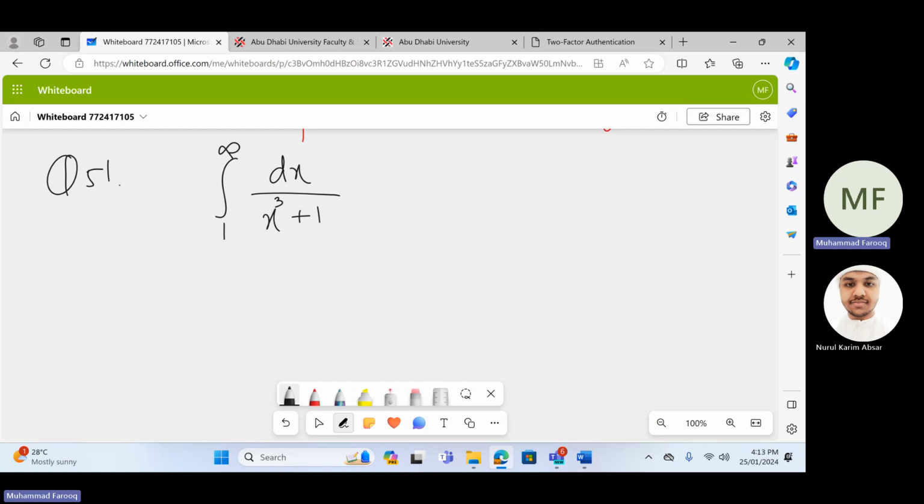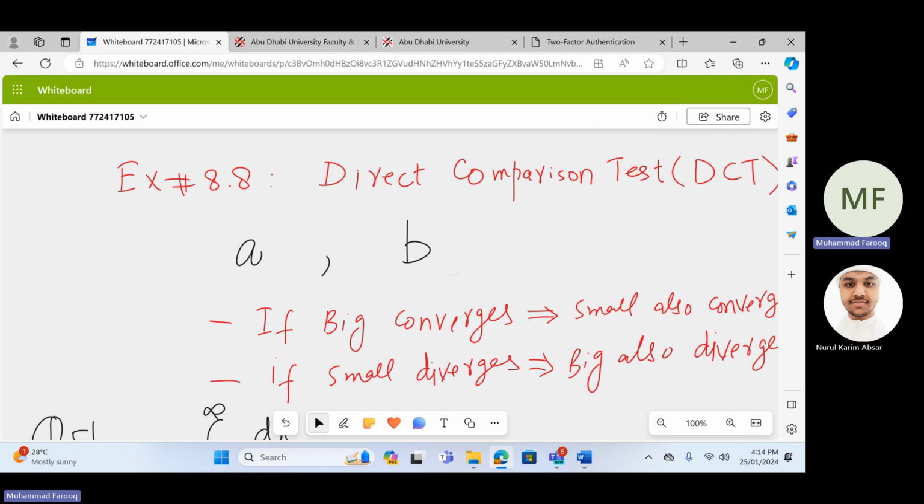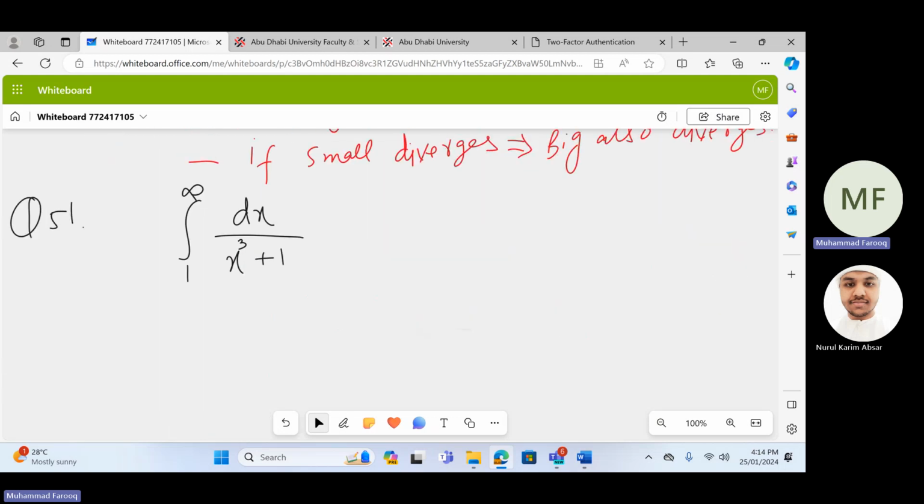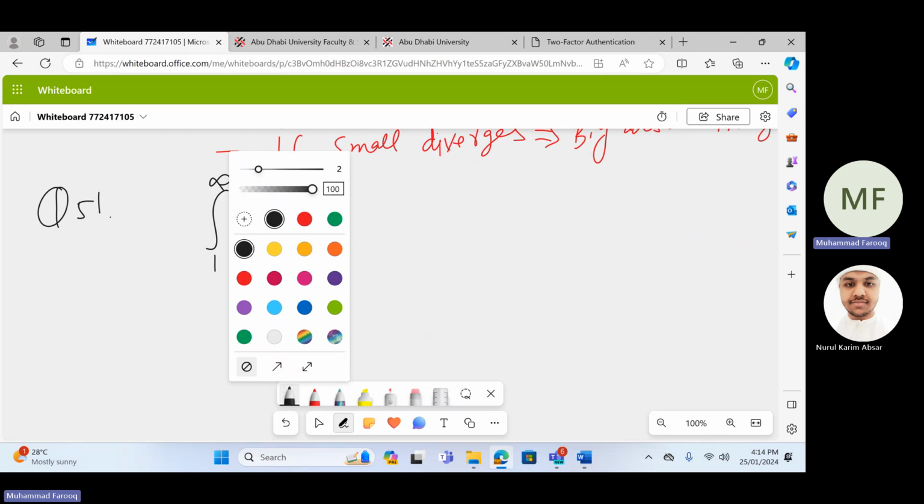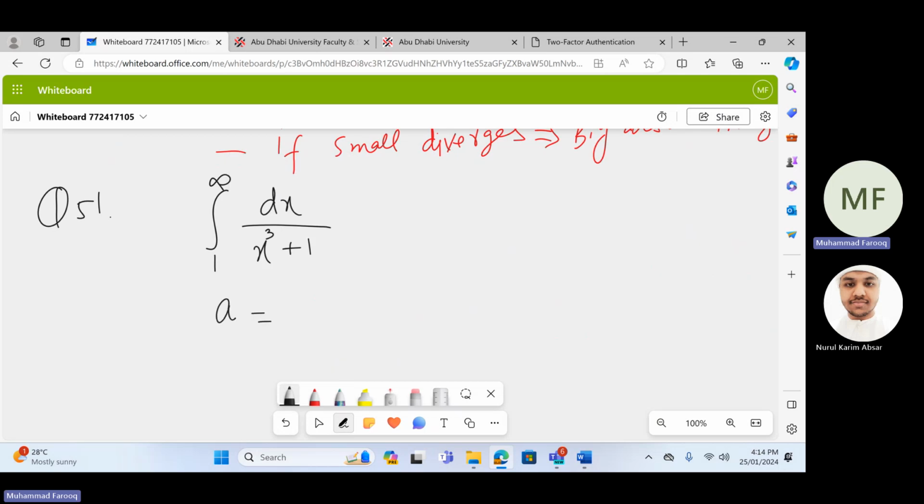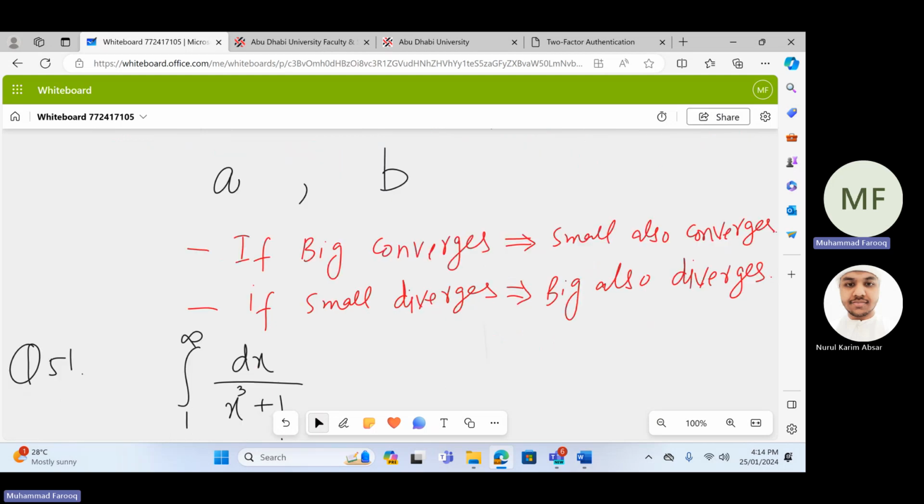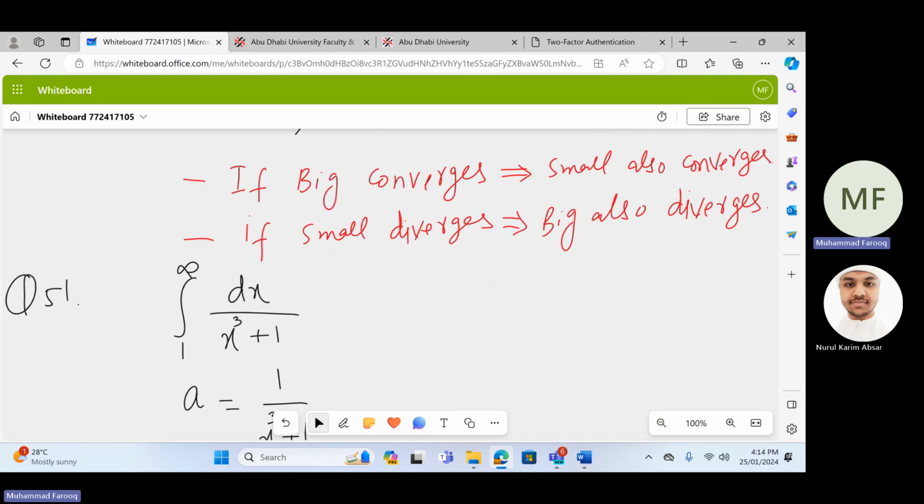Understand? Okay. What I told you for DCT, you need two functions, function A and function B. Function A means the given question. So what is the given question, please? Yes, you're right, my function A is basically one over x cube plus one. I told you, we do not integrate. Without integration means, look here. Have you seen integration anywhere in the rule of DCT? No. It's only comparison, big, small, okay?